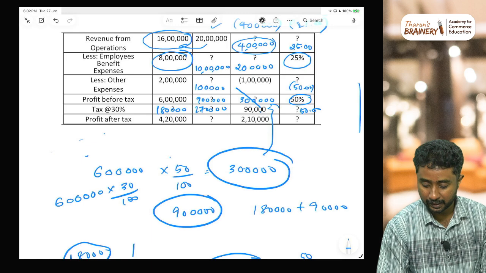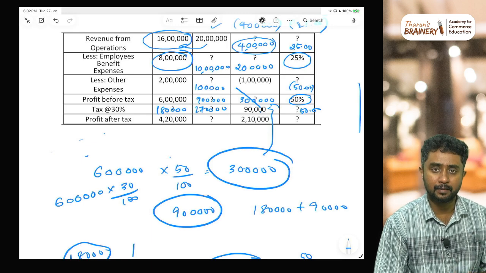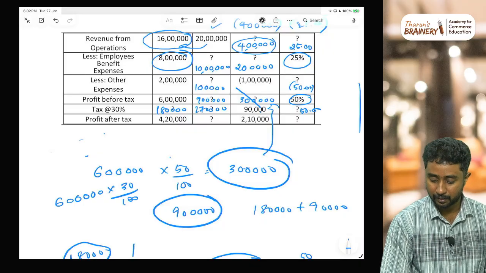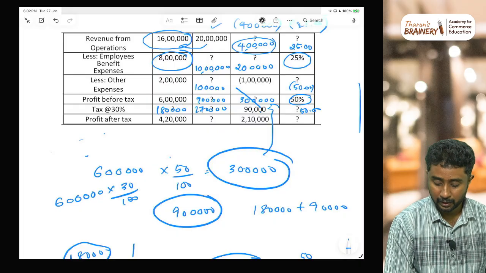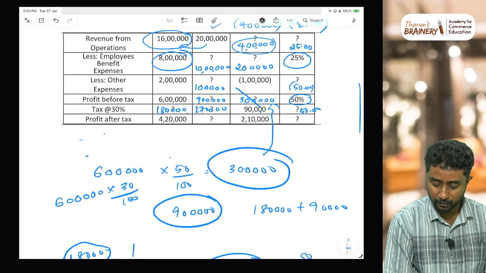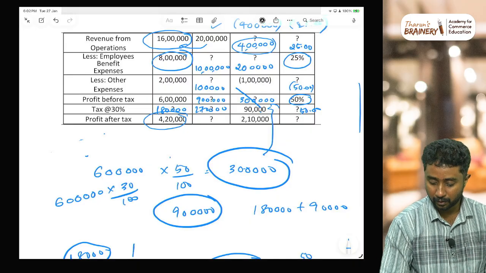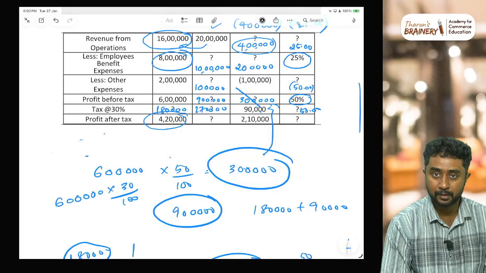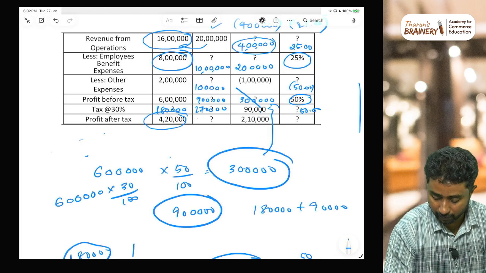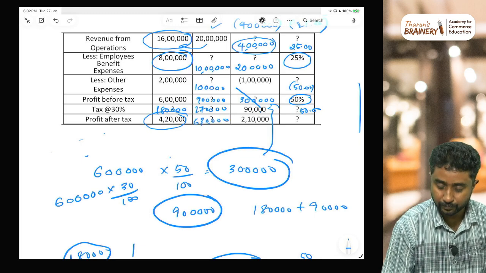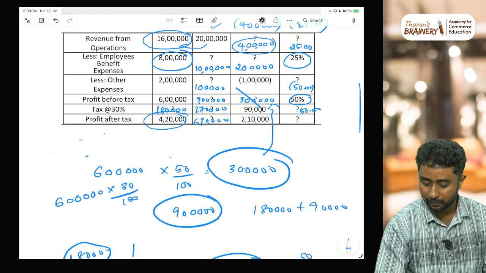Similarly, profit after tax. What is the formula for profit after tax? A year's profit before tax minus the tax applicable for that particular year. So for the previous year, 6 lakh minus 1,80,000 gives profit after tax. That is why they have mentioned 4,20,000. Similarly, for the next year, 9 lakh minus 2,70,000 is how much? 6,30,000. You can show 6,30,000 here. So next is 4,20,000 and 6,30,000.